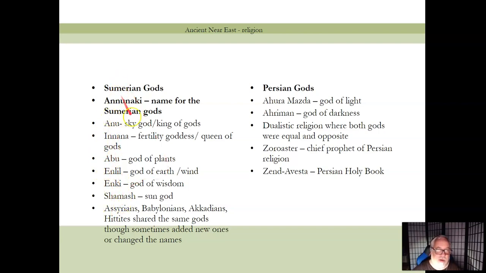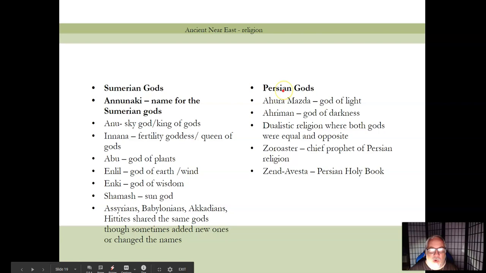And you'll say, okay, the Sumerian. But in case you didn't know, the Assyrians, Babylonians, Akkadians, and Hittites all worshiped these same gods. They sometimes changed the name to their local dialect, but basically they all worshipped the same gods. So Inanna sometimes, especially in Assyrian and Babylonian language, is actually called Ishtar. You may be familiar with that name more so than Inanna. And that's all the Sumerian gods.